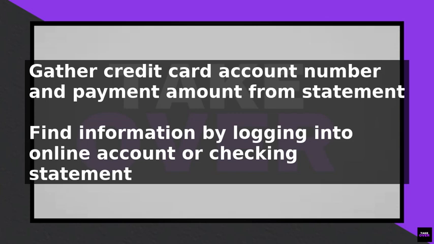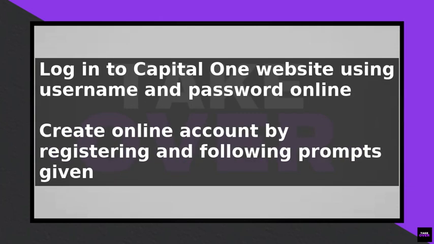If you do not have an online account, you can create one by clicking on the Register button and following the prompts. Once you are logged in, click on the Make a Payment button and select the credit card account you want to pay. Choose the payment amount and the payment date, and then select your payment method. You can pay using a checking or savings account, or you can use a debit card.